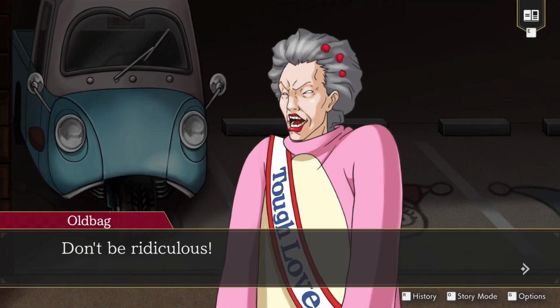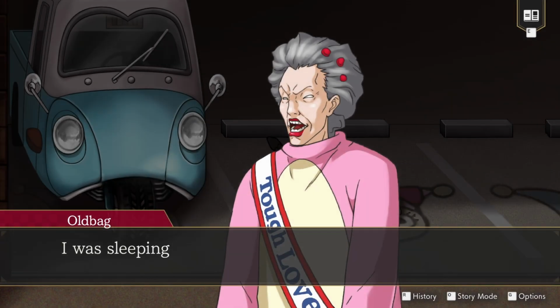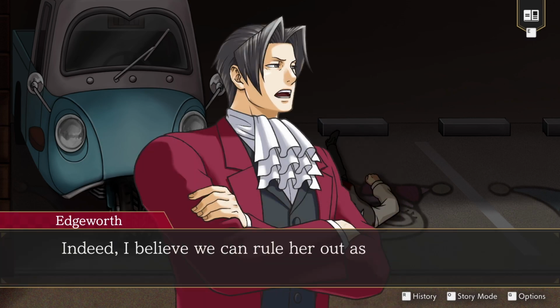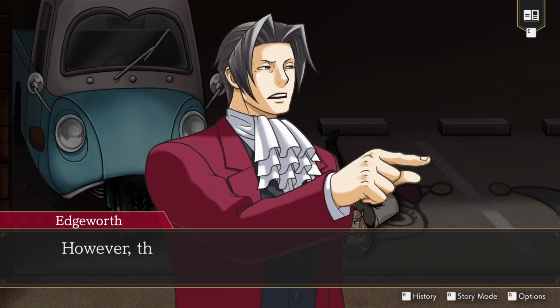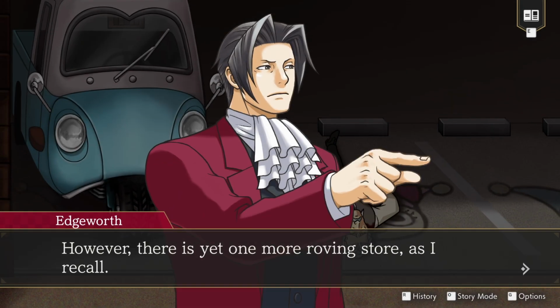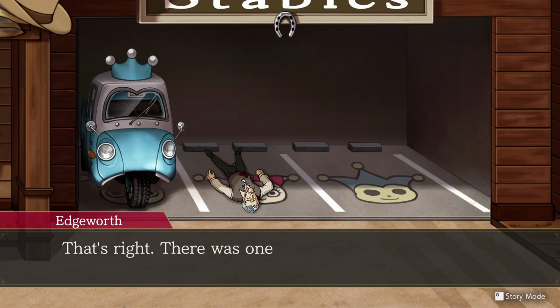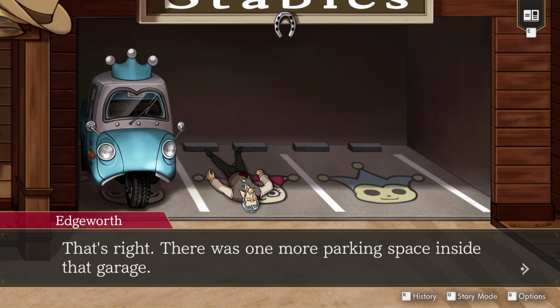Don't be ridiculous. I was sleeping the entire time in the second tier seats. Indeed, I believe we can rule her out as someone related to the crime. However, she had one more roving store, as I recall. Oh, you mean the Proto Badger? That's right. There was one more parking space inside that garage.